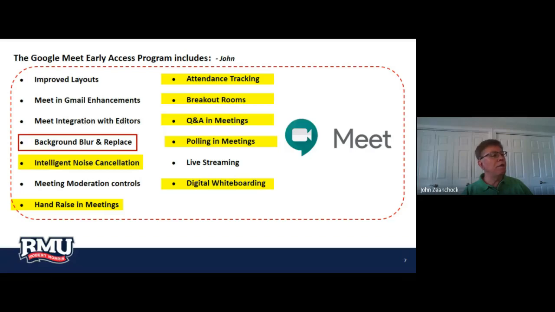So for example, the one that I have up here, the background blur and replace that's in the red box, he told me that that's something that he's supposed to be rolling out this week. So that should be available in Google Meet, which wasn't available previously. So if you want to see how to do that, or if it's not appearing for you, let the IT department know so that they can help you get that set up on your version of Google Meet.